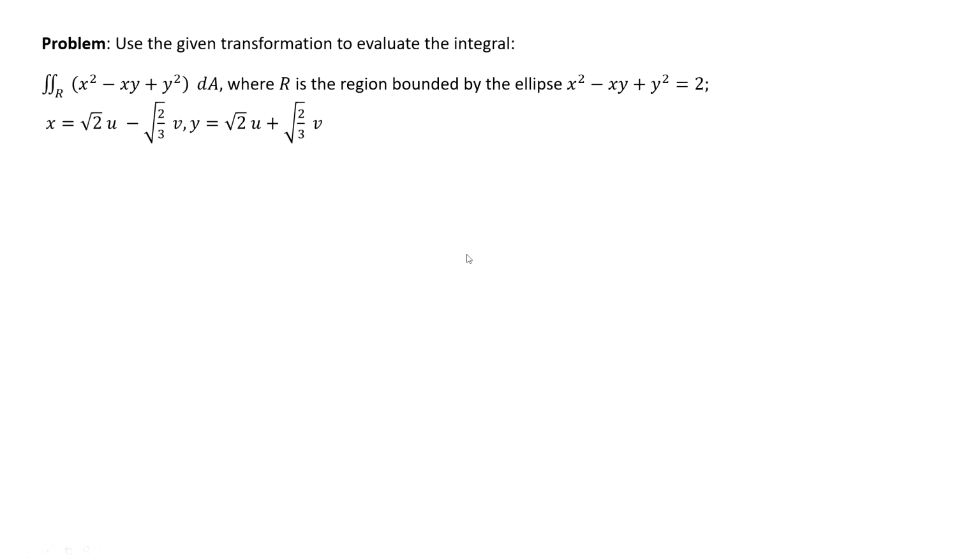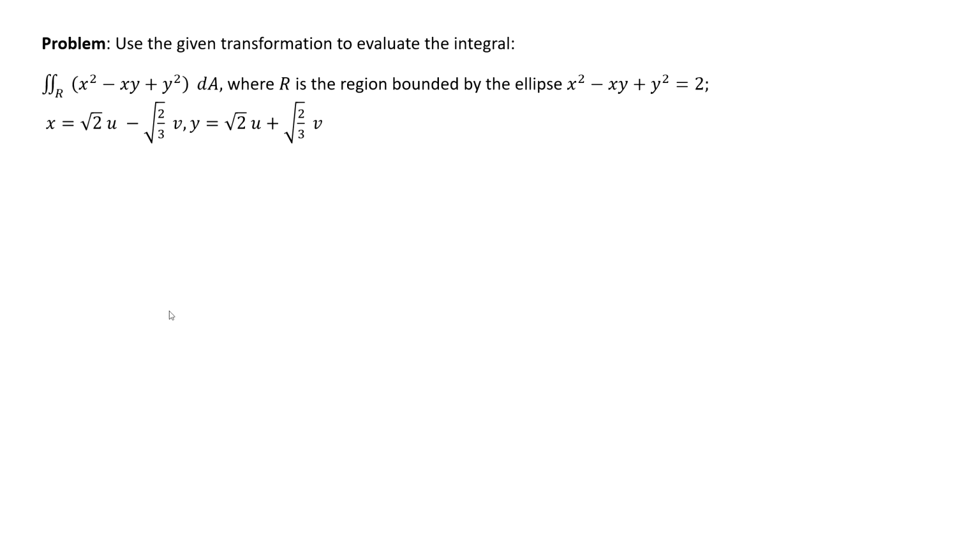So use the given transformation to evaluate this integral. So they want us to evaluate this integral over a region R. And what is that region? The region is bounded by the ellipse. Apparently, the region is just an ellipse, the stuff inside and on the ellipse. And the transformation they want us to use is this. Cool?